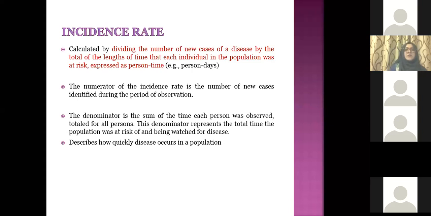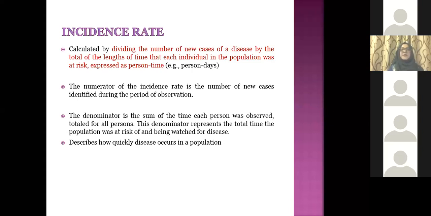So the numerator of incidence rate is the number of new cases identified during the period of observation, and the denominator is basically the sum of the time each person was observed, total for all persons. This denominator represents the total time the population was at risk. So we are considering the total amount of time the population is at risk, and we are going to consider that until the four outcomes are reached.